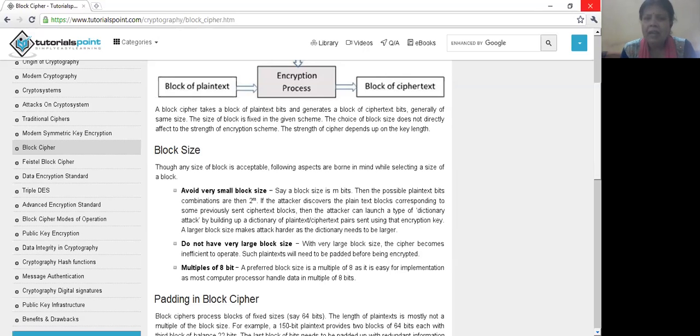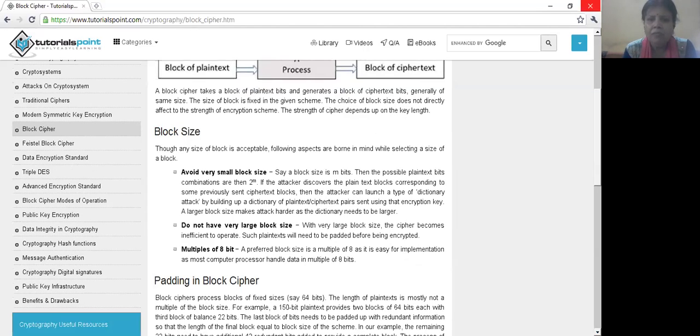We must not have a very large block size either, because it becomes inefficient to operate. What we prefer is a block size that is a multiple of 8 bits, as it is easy for implementation, since most computer processors can handle data in multiples of 8 bits.